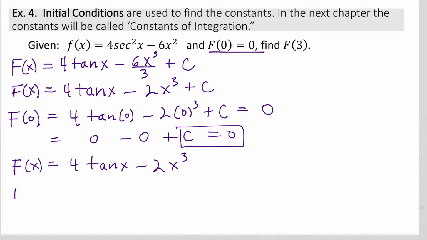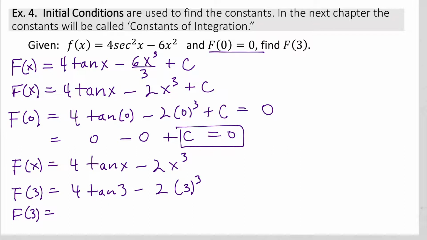So now we can evaluate F of 3, which is 4 tan 3 minus 2 times 3 cubed. Putting that into your calculator in mode radians, you would get negative 54.5702.